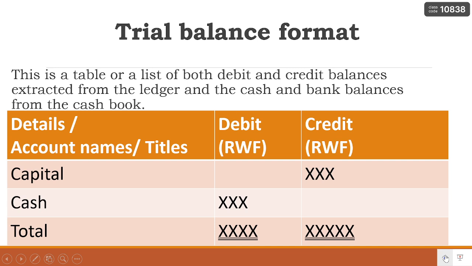Finally, we compute the totals. The totals are to be computed, and you have to make sure that the amount on the debit and the amount on the credit columns tally. If they are not equal, you have to recheck the process.